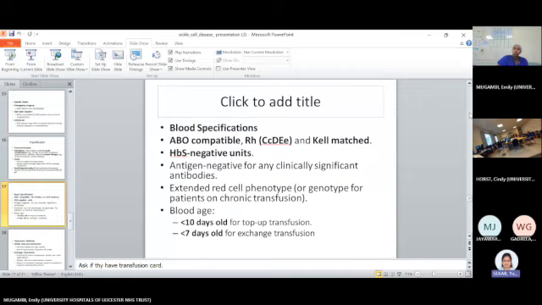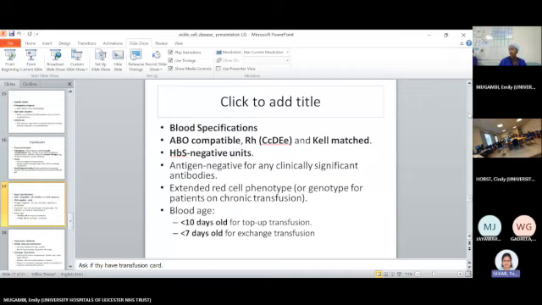Make sure they need ABO compatible blood. It has to be Rhesus and KEL matched and HbS negative units. They should usually be admitted in a hospital where they can do extended RBC antigen typing so as to see if there are any other autoantibodies. The blood should be less than 10 days old for top-up transfusion and less than 7 days old for exchange transfusion.